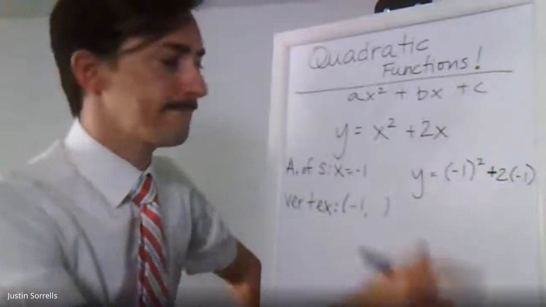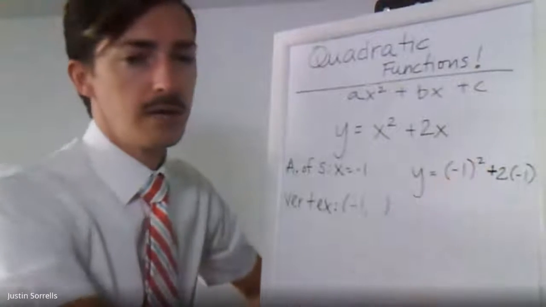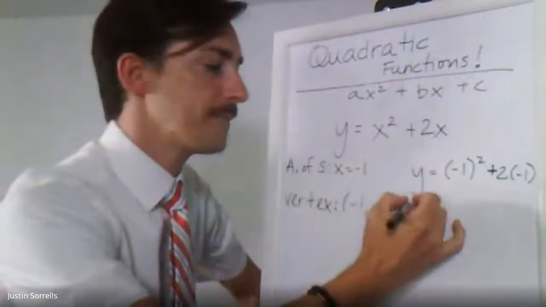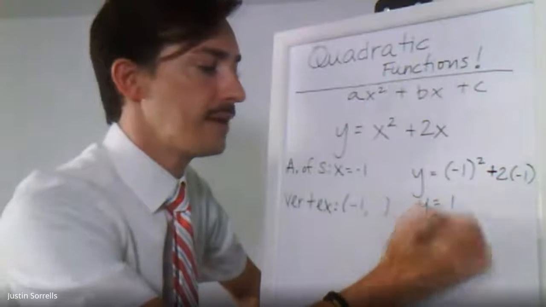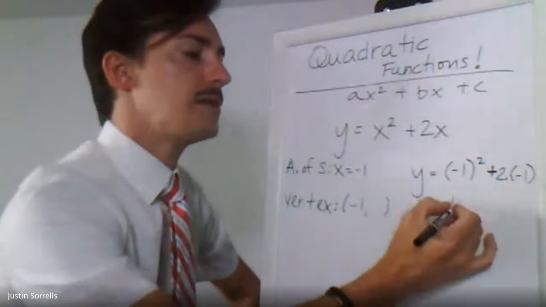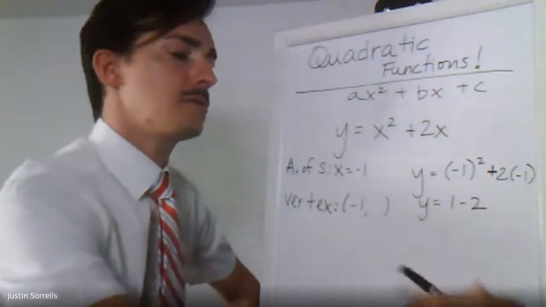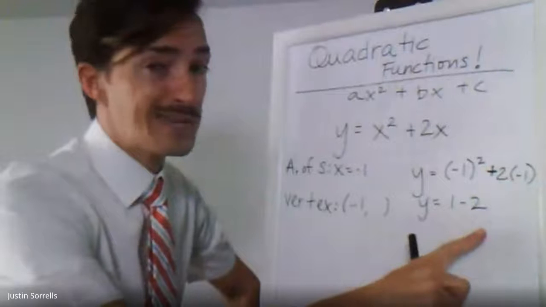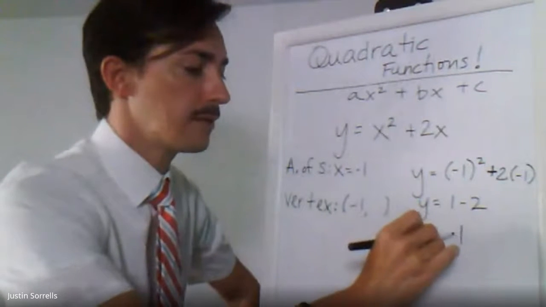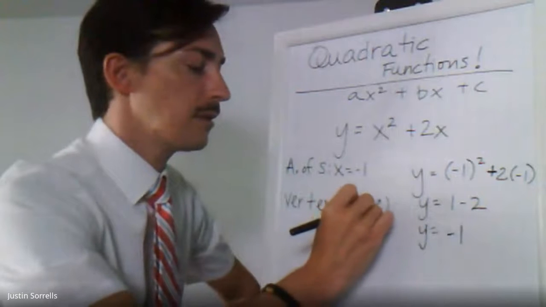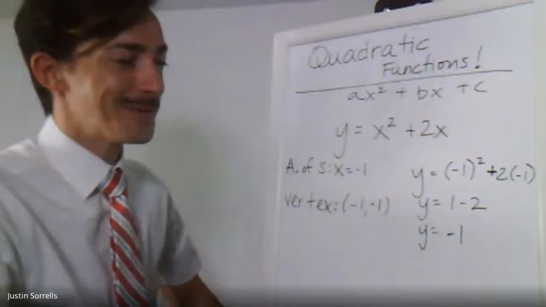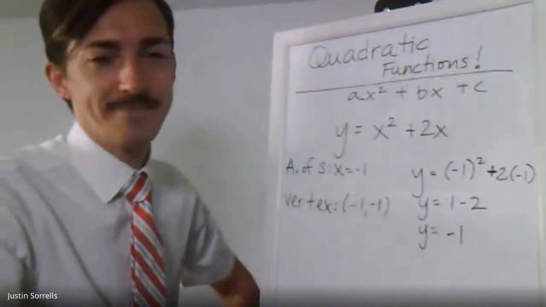Let's evaluate. -1 squared is +1. Okay, so y equals 1. And then 2 times -1 is -2. So now you have 1 minus 2. 1 minus 2 equals -1. Oh my goodness, our x and our y value are the same. Oh, that's so cool. All right.